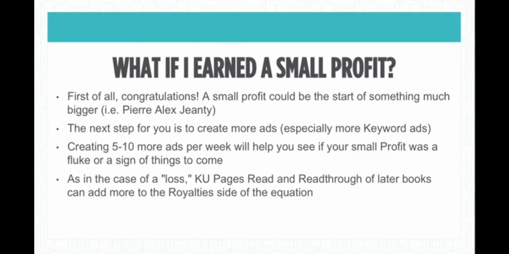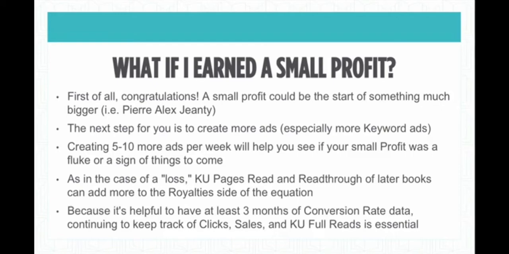And as in the case of a loss, even if you earned a small profit, the same factors apply. Check that you did everything right. If you're in Kindle Unlimited, see if your sales rank went up. Consider read-through to your future books, which could make the small profit bigger. Now, because it's helpful to have at least 3 months of data for conversion rate, I recommend continuing to keep track of clicks and sales and those KU full reads. I really recommend gathering more data. When the challenge is over, extend those end dates beyond April 30th. Put it in your calendar right now.